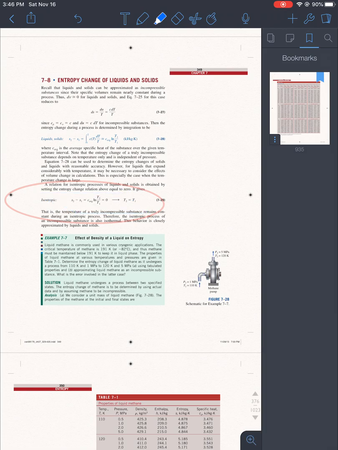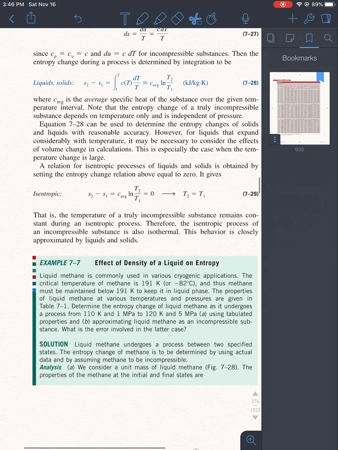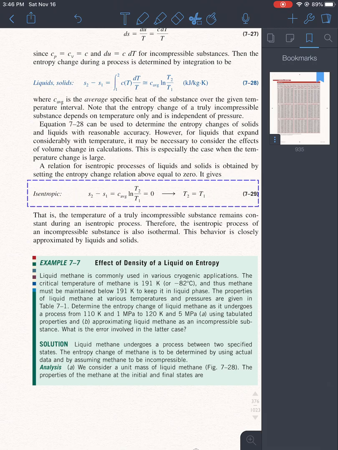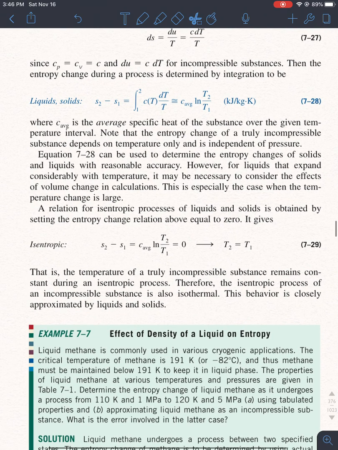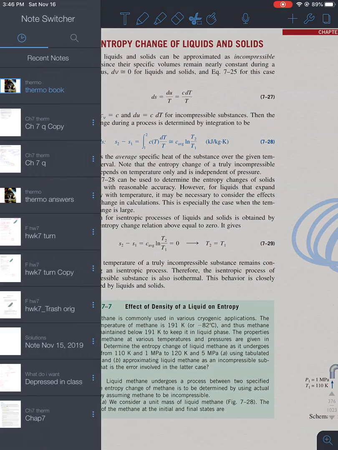Okay, now that's not working, so let's just copy and paste that. We're going to mark it here. I don't know where the origin of this is, but it's in the book, so just write it on your equation sheet.